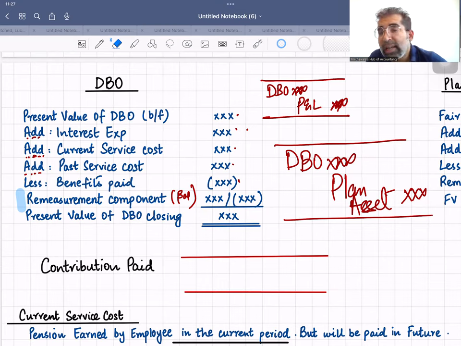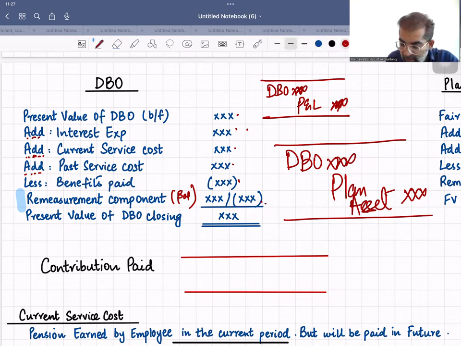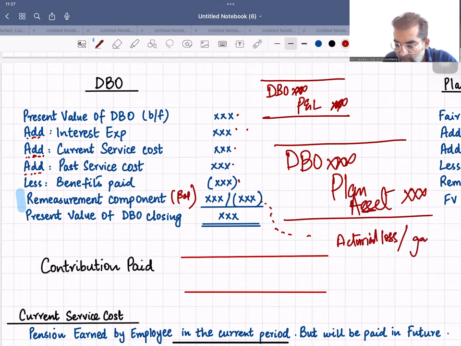So the old name, like 15, 20 years back, for this number was actuarial loss or actuarial gain. But now, after the amendment in IAS 19, they have changed the name to remeasurement component.